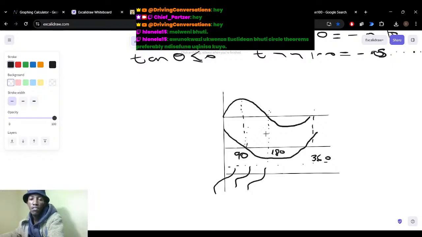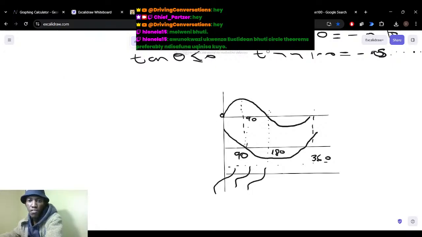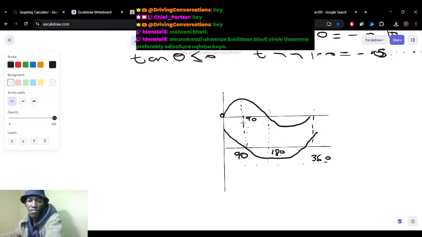So if we look at our first quadrant, between 0 and 90 degrees, the y value of sin theta is above 0, meaning it's positive, right? The same applies for cos, between 0 degrees and 90 degrees it is above 0, so it's positive.